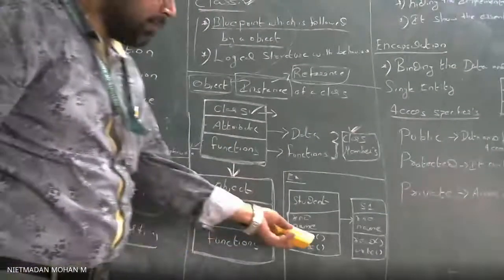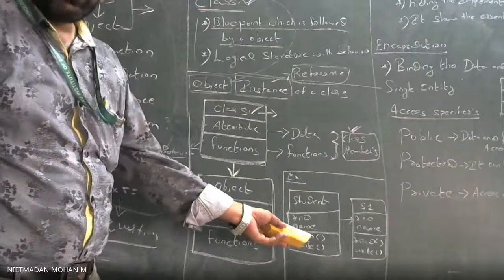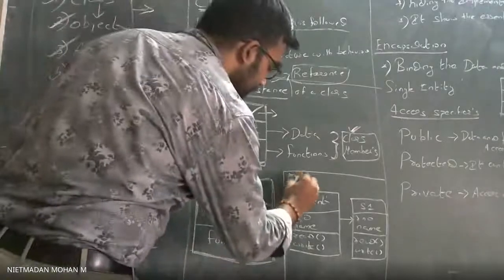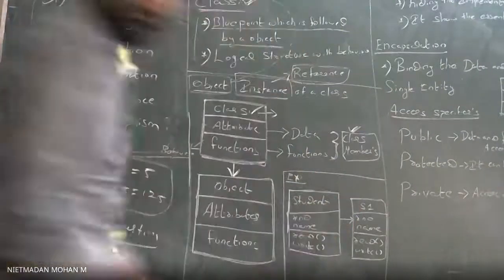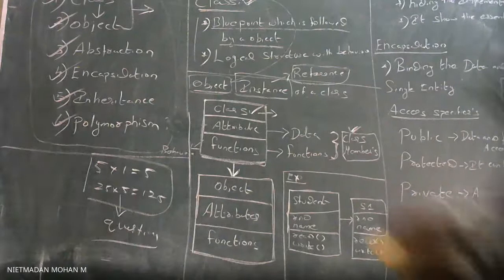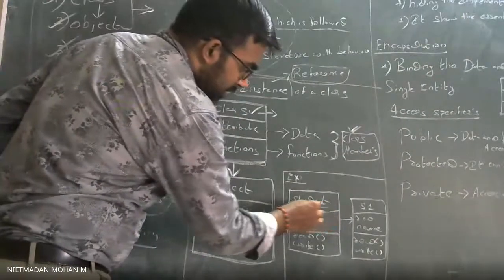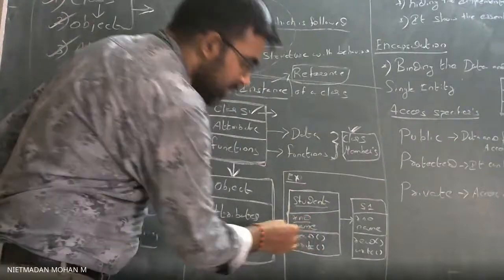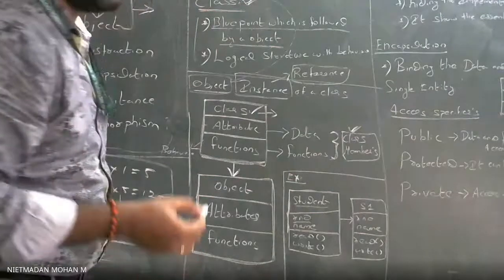Can you see this example over here? You are able to view the example. Yes, sir. So here you can see an example: what is meant by student? Student is a class name, and what is this? Roll number and name. These are attributes, or data. You can mention it as an attribute or data.